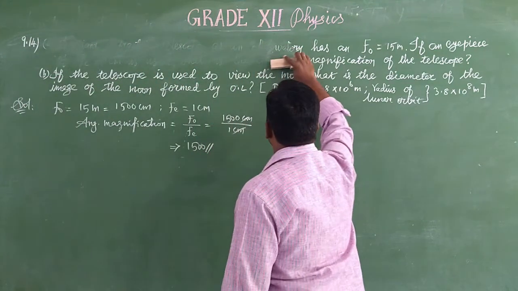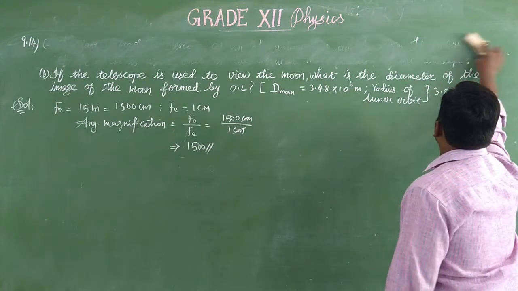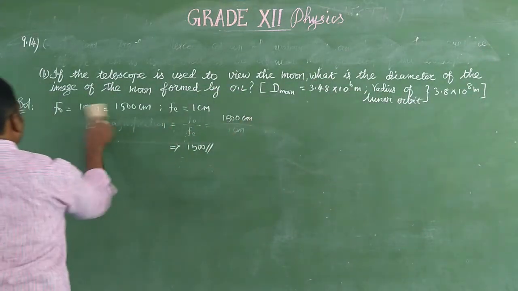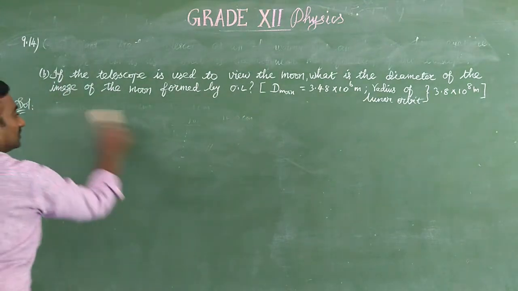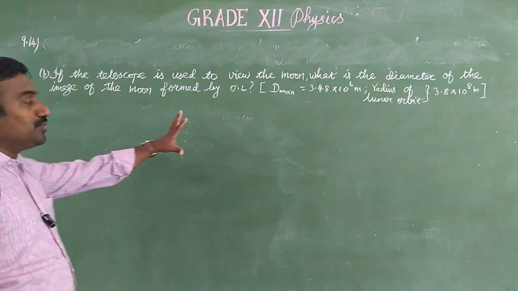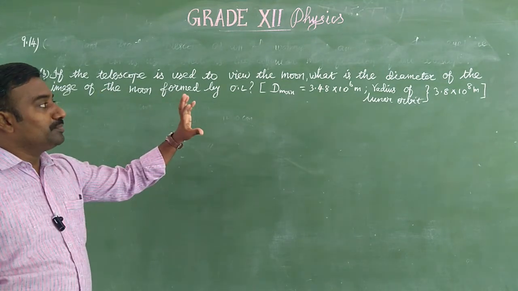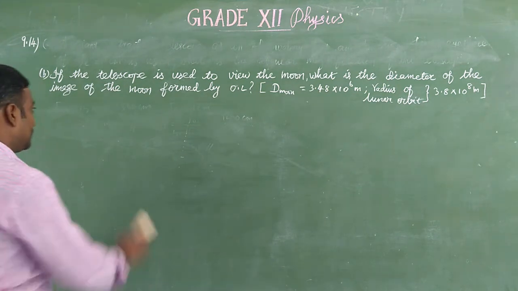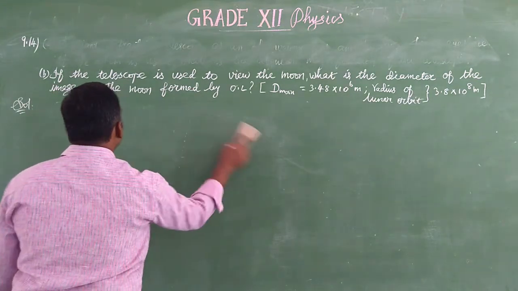Listen to the B section carefully. First read the question. If the telescope is used to view the moon, so the moon is the object. The telescope is used to view the moon. What is the diameter of the image of the moon formed by the objective lens? So we want to find the diameter of the image formed by the objective lens.